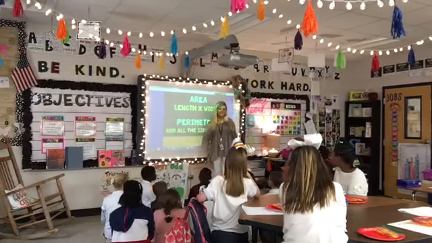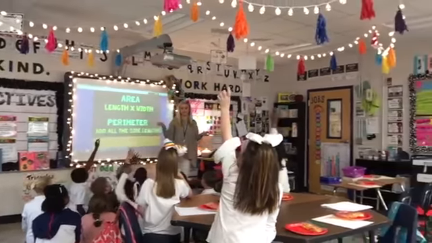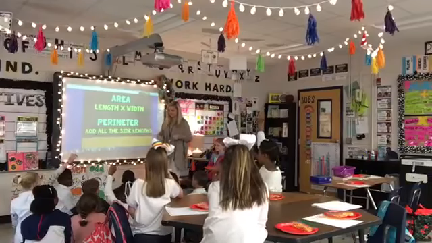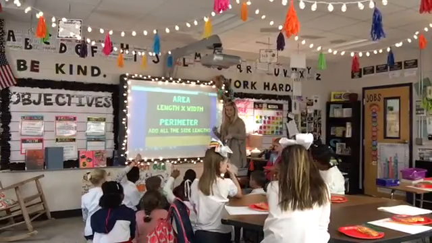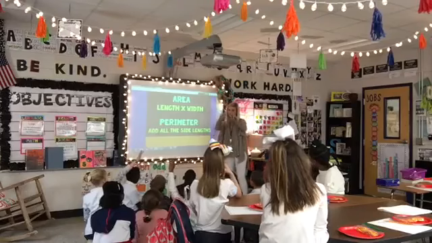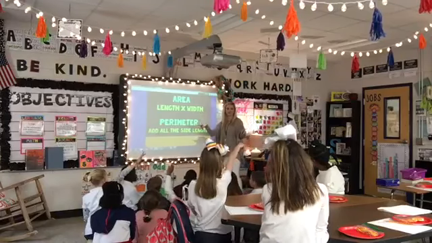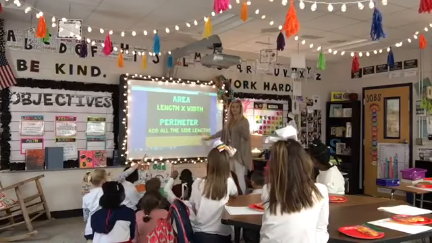And just like she said, it's the distance around something. Who can give me a real life example of why we would find the perimeter of something? John Michael: Like if you had a garden. Yeah, if we had a garden, what could we put on the outside of our garden? A fence. So we could use the perimeter formula to find out how much fence we need.